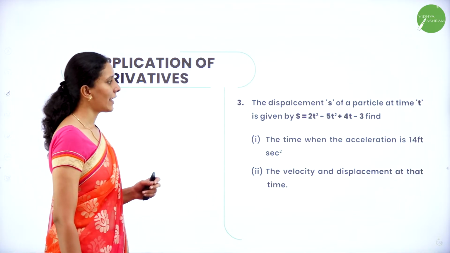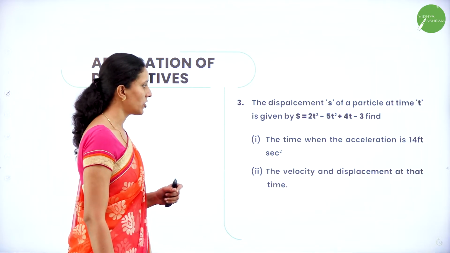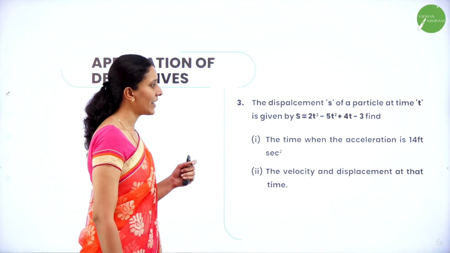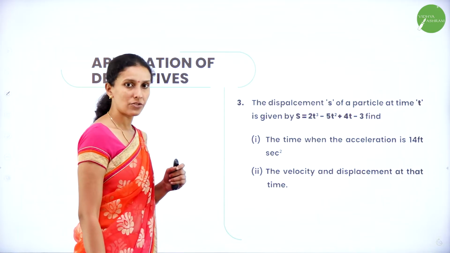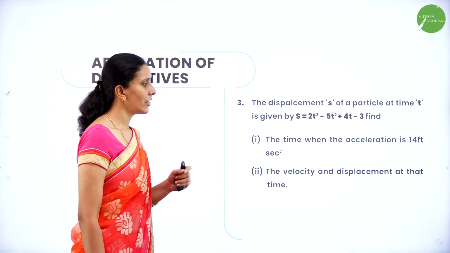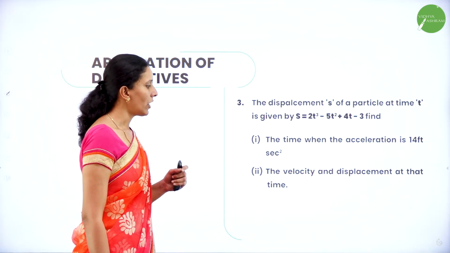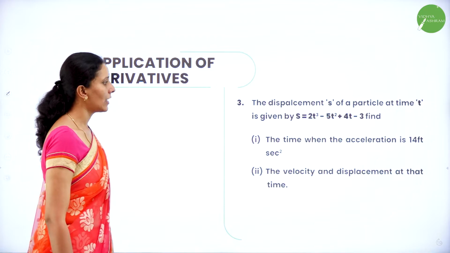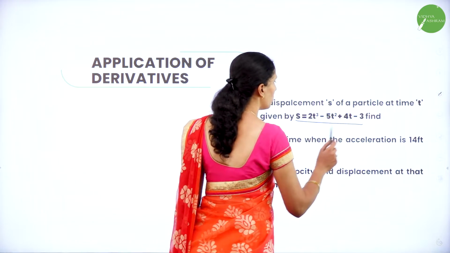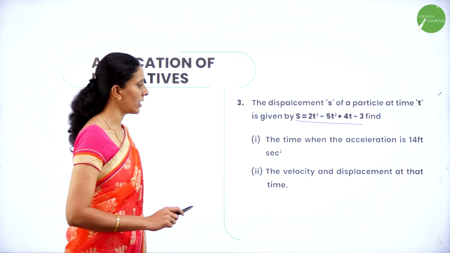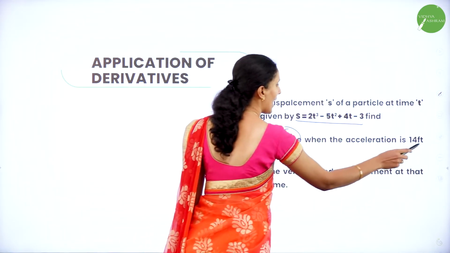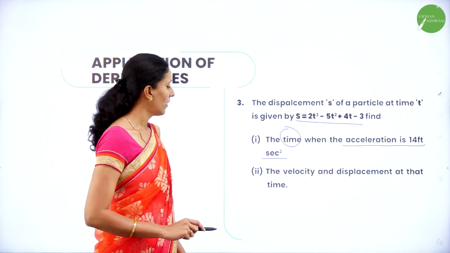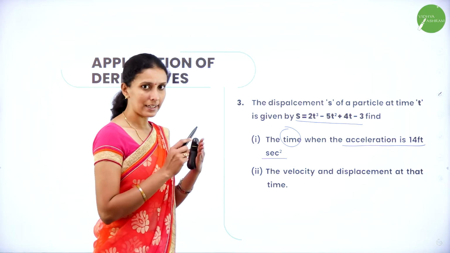Next, the displacement S of a particle at time t is given by S = 2t cube minus 5t square plus 5t minus 3. Find the time when the acceleration is 14 feet per second square, and the velocity and displacement at that time. So here the displacement of a particle is given. I need to find the time when the acceleration is 14, and the velocity and displacement when you know the time. So let us calculate the time first.